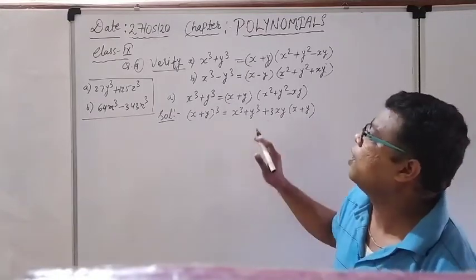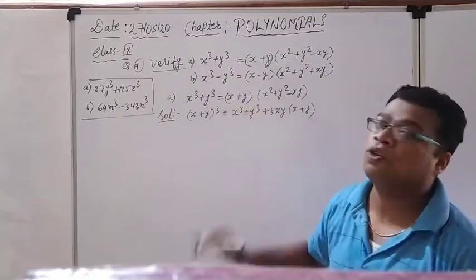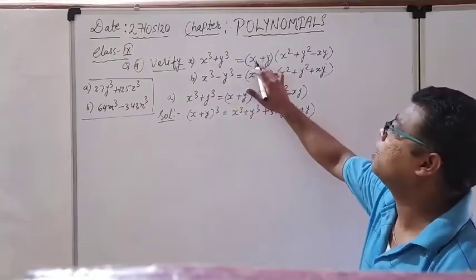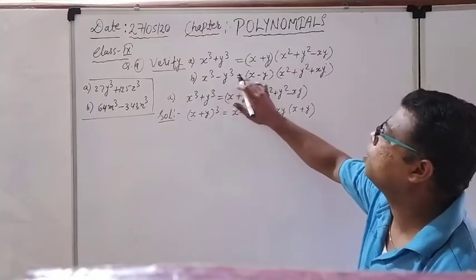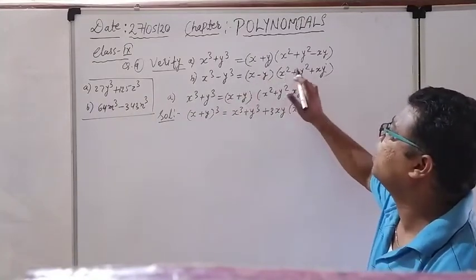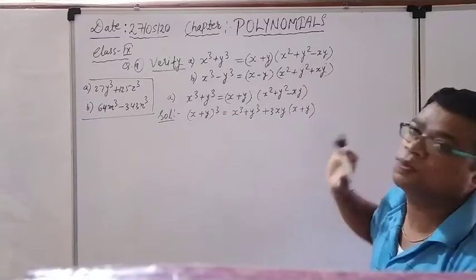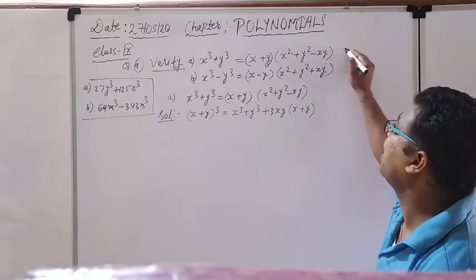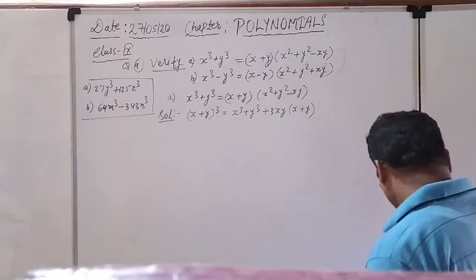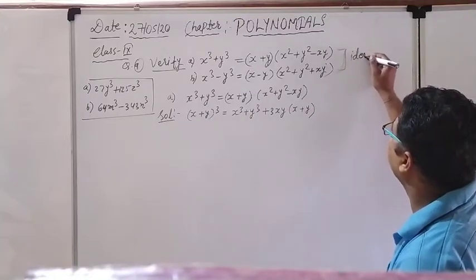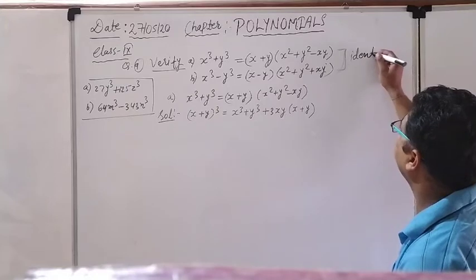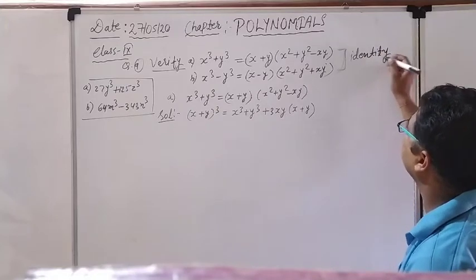But right now, first we have to see how x cube plus y cube is equal to (x plus y) times (x square plus y square minus xy), and how x cube minus y cube is equal to (x minus y) times (x square plus y square plus xy). Later on, these will be used as identities. But right now, we will see the proof.